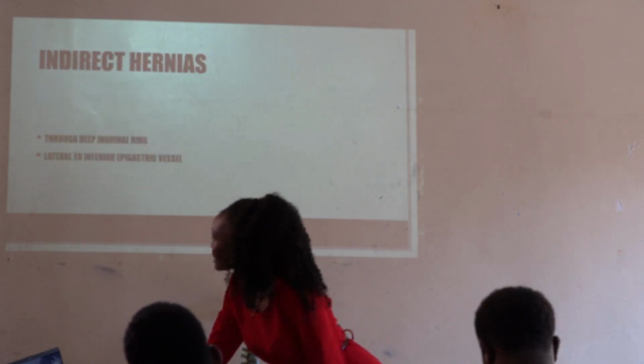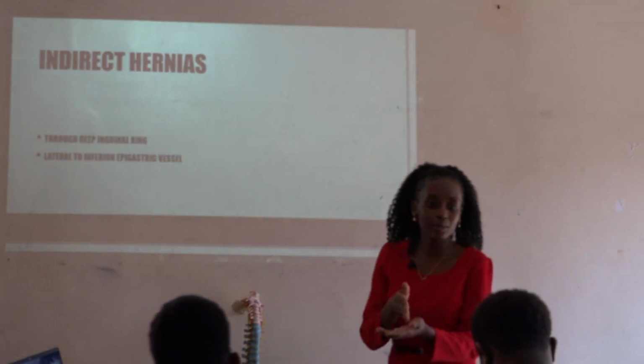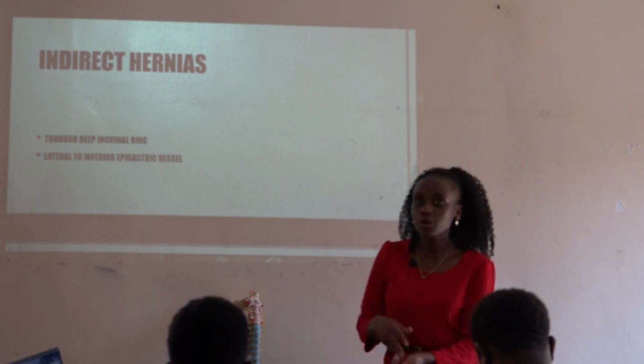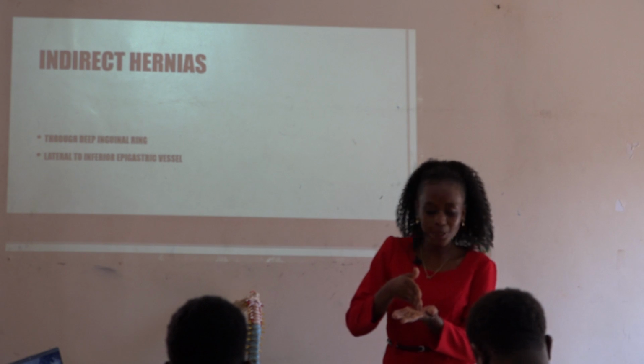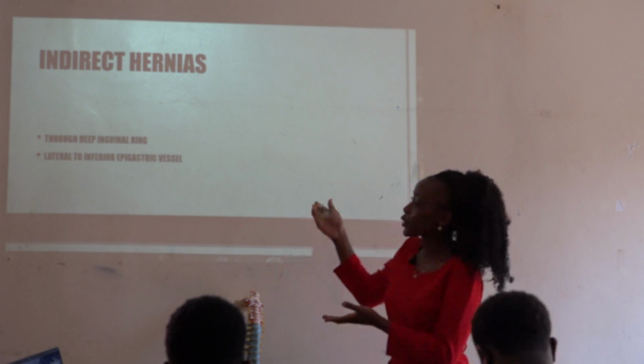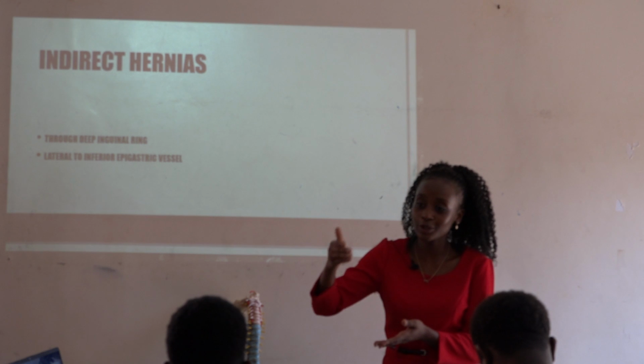Then we have indirect hernias. Those are the ones that pass through the deep inguinal ring. Let me say, an intestine can pass through the ring and continue going. It can even pass through to the superficial ring and go to the scrotum in males.